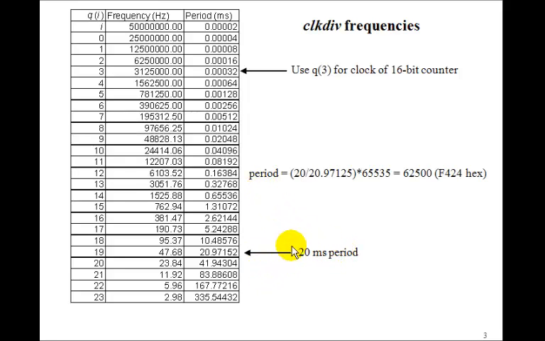And to get a period of exactly 20 milliseconds, we'll take 20 divided by 20.97 here times the 65,535. That gives us 62,500 decimal, which is F424. So if we make the period F424, we should get exactly a 20 millisecond period.